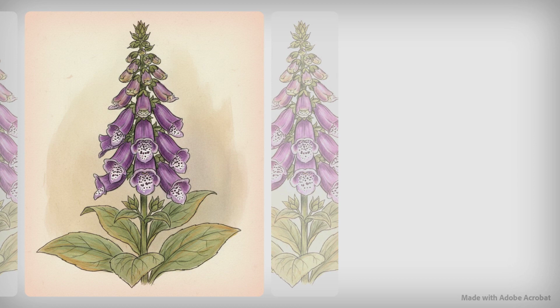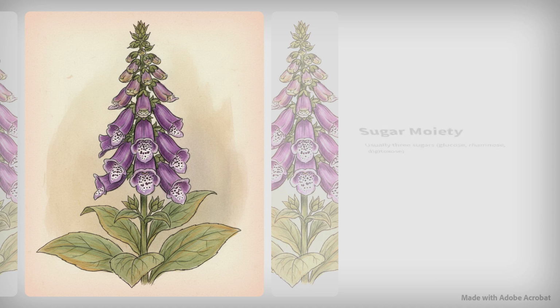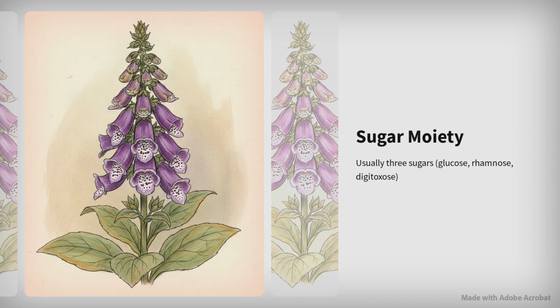Let's examine the structure of cardiac glycosides: a steroidal aglycone, a sugar chain, and two main subtypes, cardenolides and bufadinolides. The steroidal aglycone forms the core structure of cardiac glycosides and is responsible for their biological activity. The sugar moiety typically consists of 3 sugars, such as glucose, rhamnose, and digitoxose.